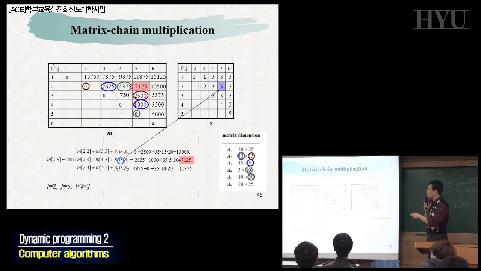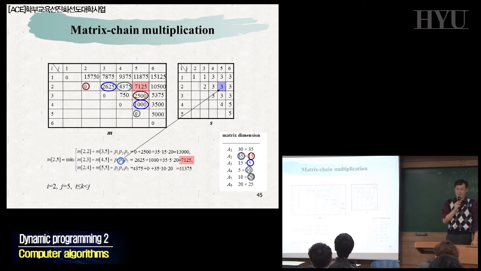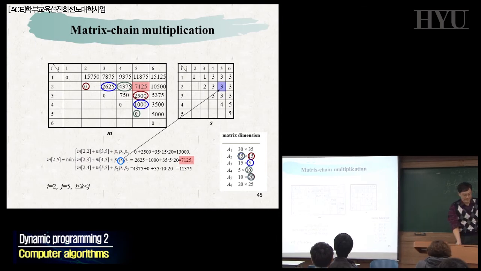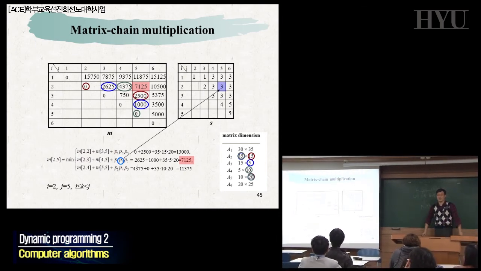1,3, 2,4, 3,5, 4,6 in this way. And then all length 4 intervals. And let me show you how to compute this interval, m2,5. It is explained here. Look at this part carefully for a moment. Then I will explain.